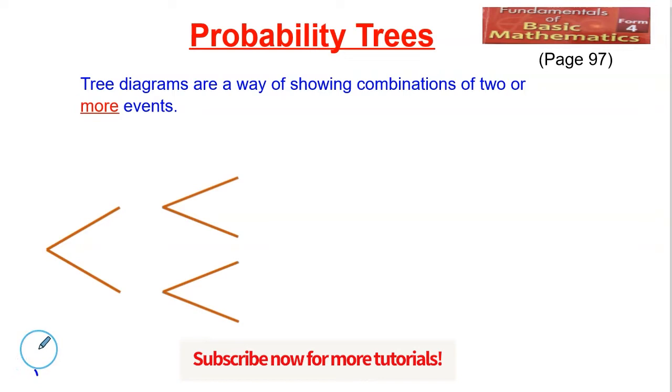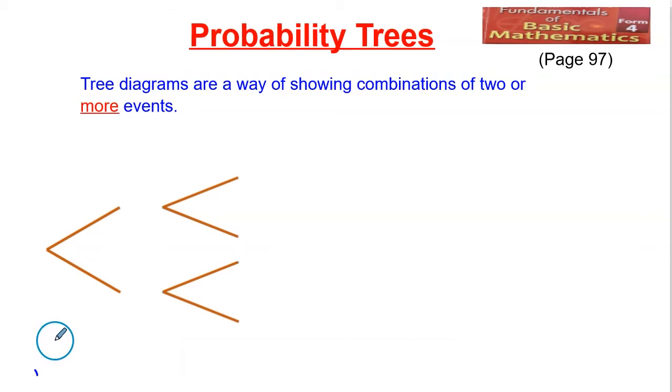In my previous session, I showed sample space, which showed different combinations of two events. When you have more than two events, you need to use probability trees. Well, I'm going to start with one simple example, and then I will do a typical probability question.